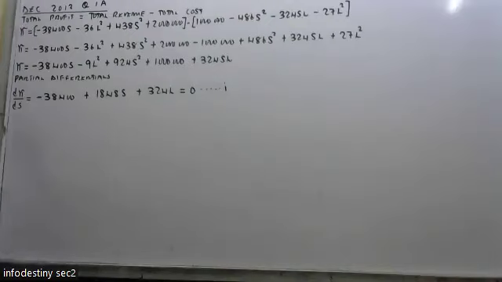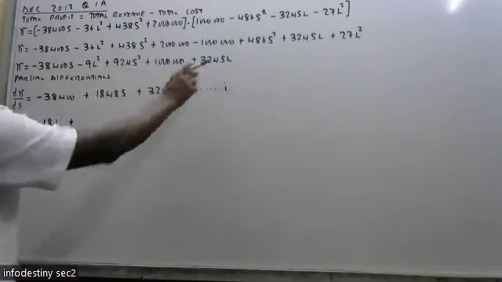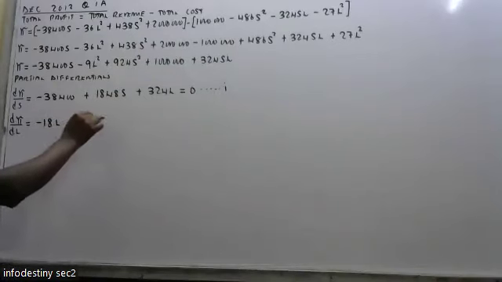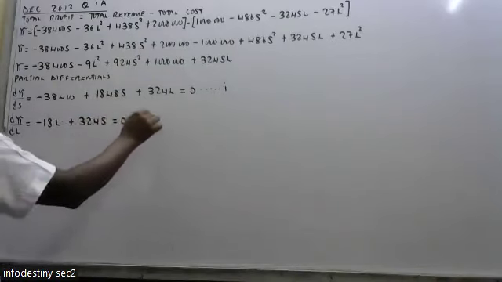Then the differential of pi with respect to L. Now this one does not have L, so this one gives us minus 18L, plus 324S is equal to 0, and this one you call equation number 2.